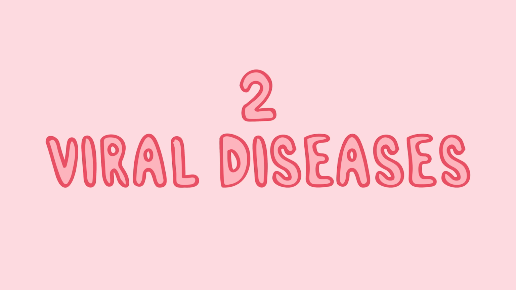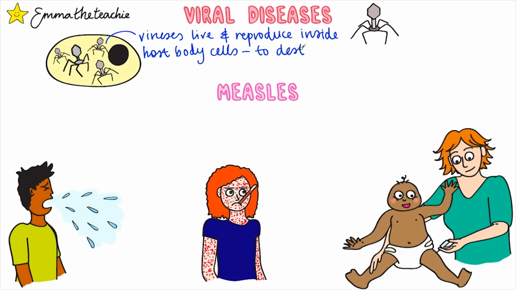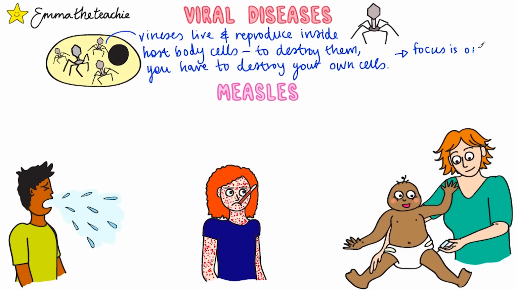2. Viral diseases. Viruses live and reproduce inside host body cells. This makes treating viral diseases very hard, as to destroy the viruses, you have to damage and destroy your own body cells. Instead, the focus is on preventing the spread of viral diseases. So we'll look at how this is done for each of the 3 diseases.